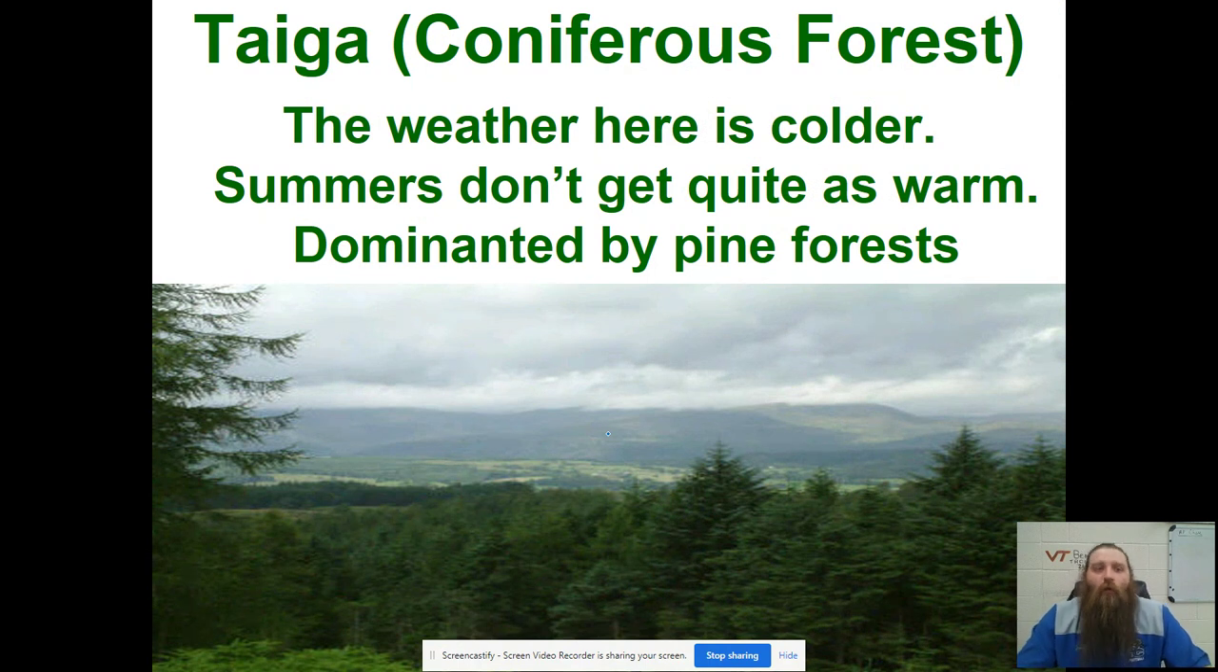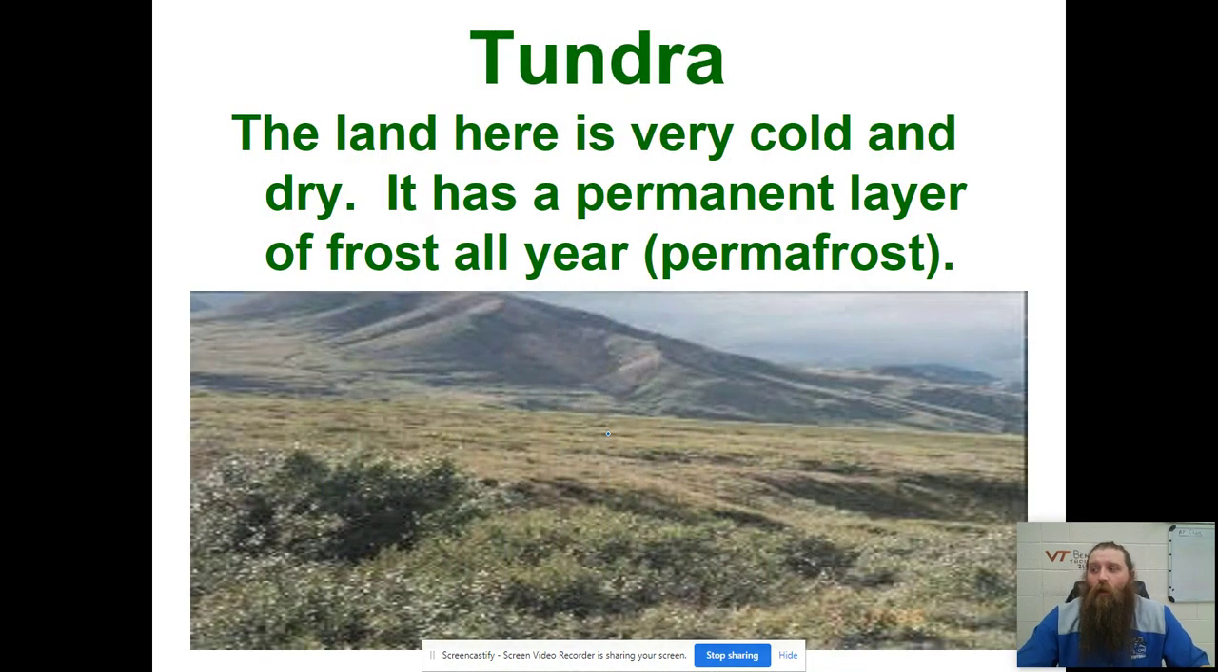And the taiga or coniferous forest, right, is another biome that is usually north of our deciduous forests, or much further south, right, further from the equator, closer to the poles. You get colder weather here, so colder winters, cooler summers. And this is typically dominated by pine forests, okay? And as you continue to get closer to the poles, you'll end up coming up to the tundra. And the tundra is really cold.